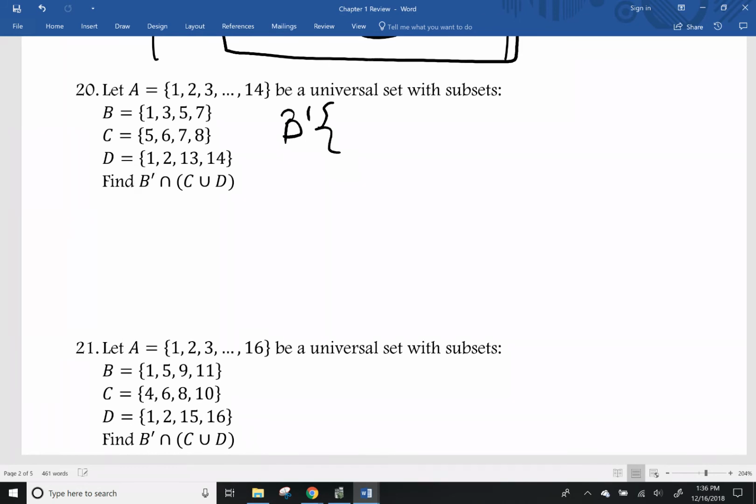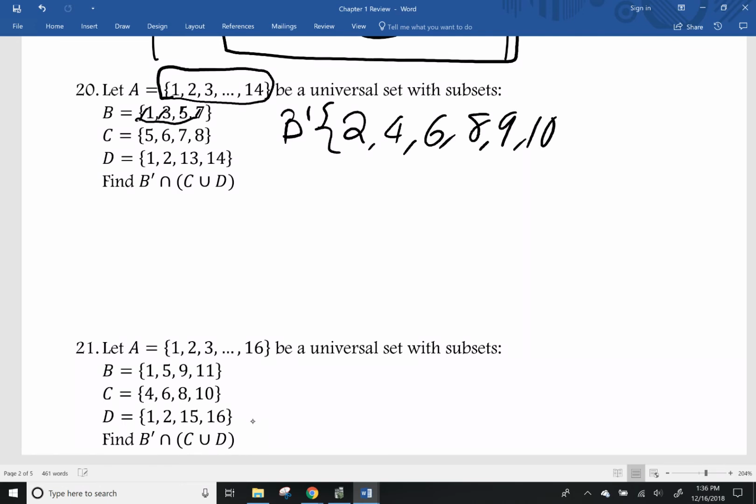So let's do B prime. If B is this, remember B prime is everything that's not in that set. So that would be from the universal set A here, 2 is not in B. B has 1, 3, 5, and 7. So basically I'm going to include everything except for 1, 3, 5, and 7. So it'll be 2, 4, 6, 8, and then all the way up to 14. 9, 10, 11, 12, 13, 14. So that's your set B prime. It just basically is the set A, but it does not include 1, 3, 5, or 7 because those were the original elements in B.